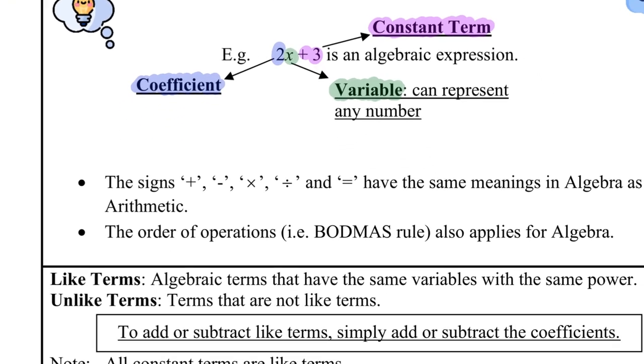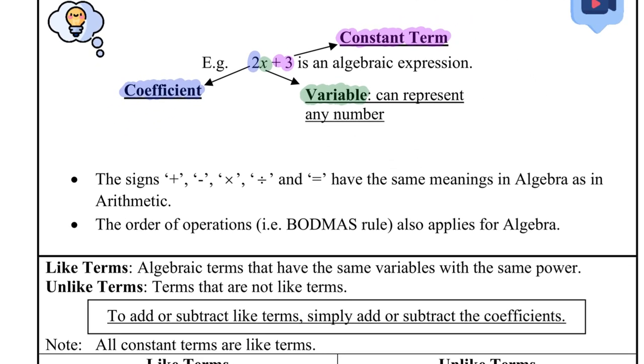Okay, another thing to take note of would then be that the signs plus, minus, times, divide, equal have the same meaning in algebra as in arithmetic that you all have learnt before, and also the order of operations, the BODMAS rule, still applies in algebra.